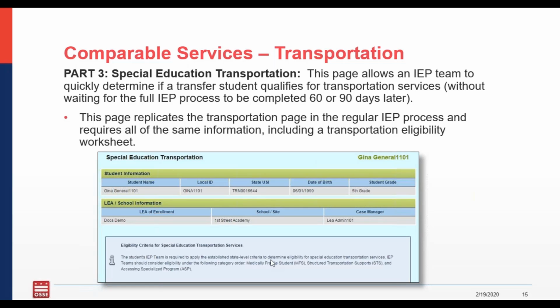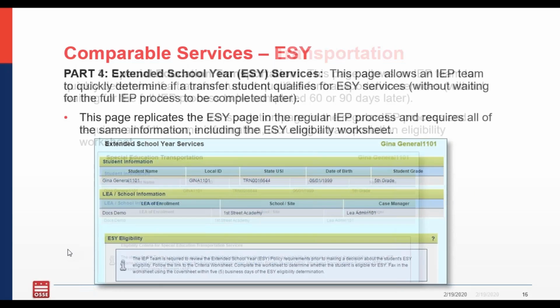And this page just replicates the transportation page that's in the regular IEP process that will allow you the opportunity to complete the transportation eligibility worksheet. And as most folks know that are already using this process, you will have to go to TOTE to finish the process of requesting that transportation for your out-of-state student.